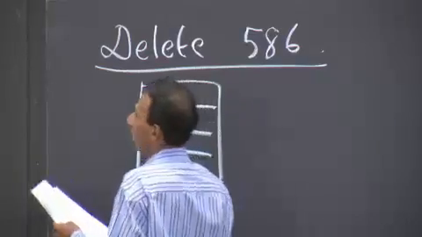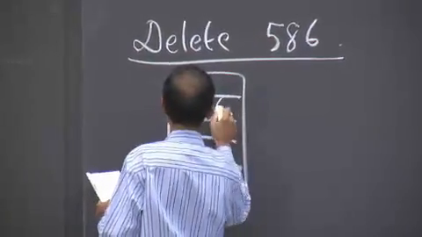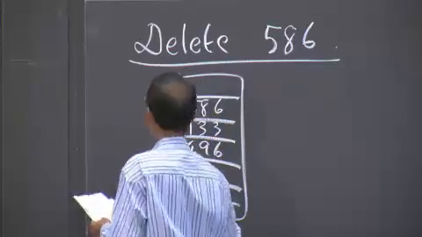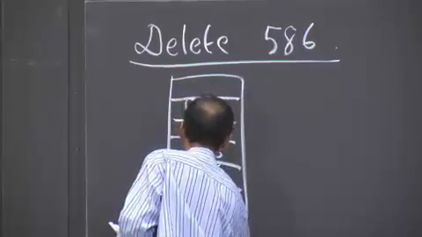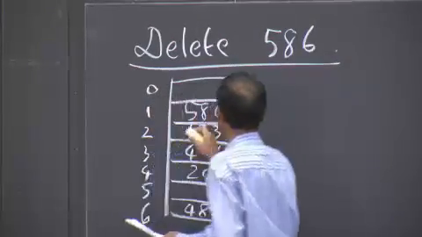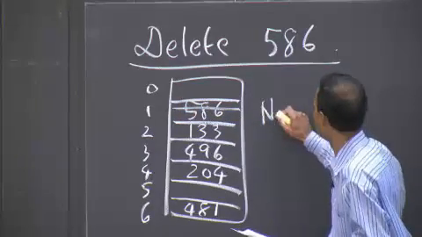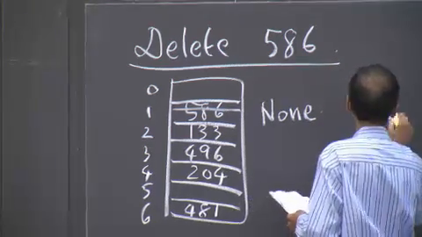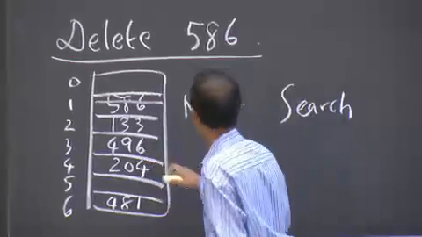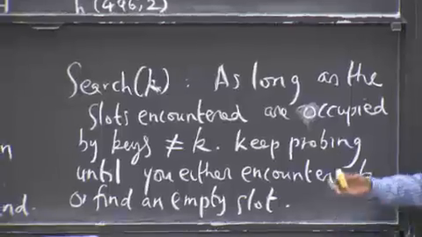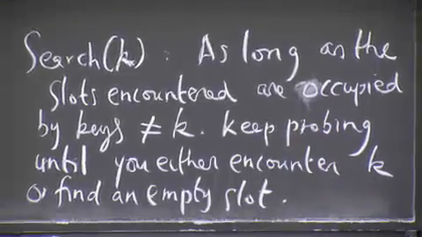So what I end up with is 586, 133, 496, and then 204, and then 481, and this is slot 0, 1, 2, etc. So I'm deleting 586, and let's say I replace it with none. Okay? Now, what happens is that when I search for 496, according to this search algorithm, what am I going to get?